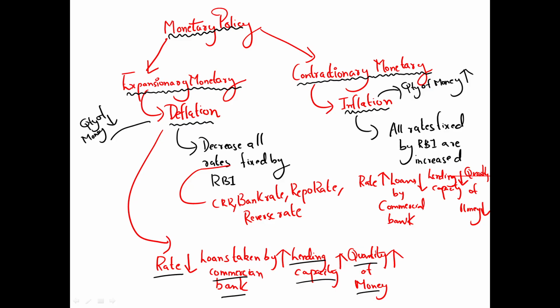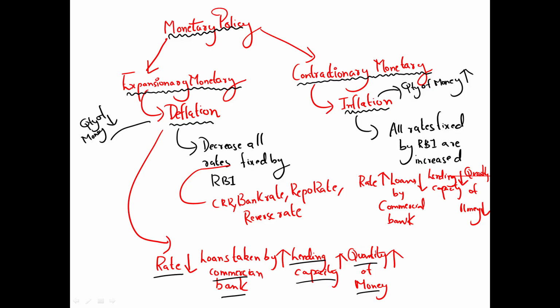And what happens is the banks lend these loans to the public. So the lending capacity of the commercial banks also goes up. As a result, the quantity of money in circulation during deflation goes up. As a result, deflation can be controlled by expansionary monetary policy.